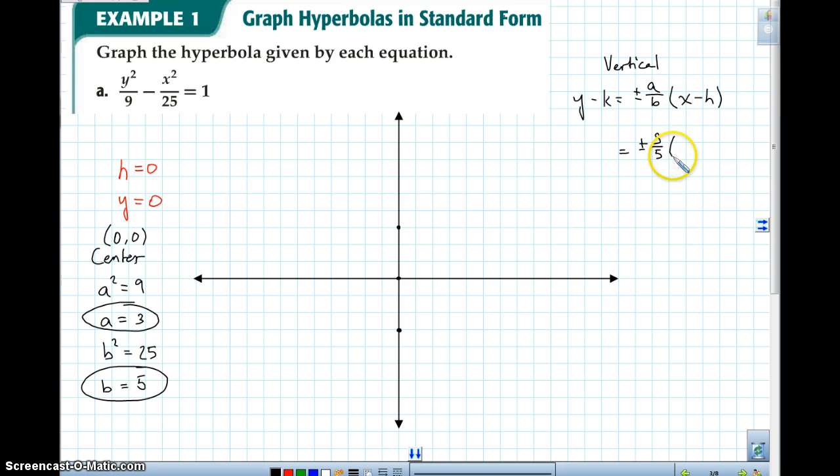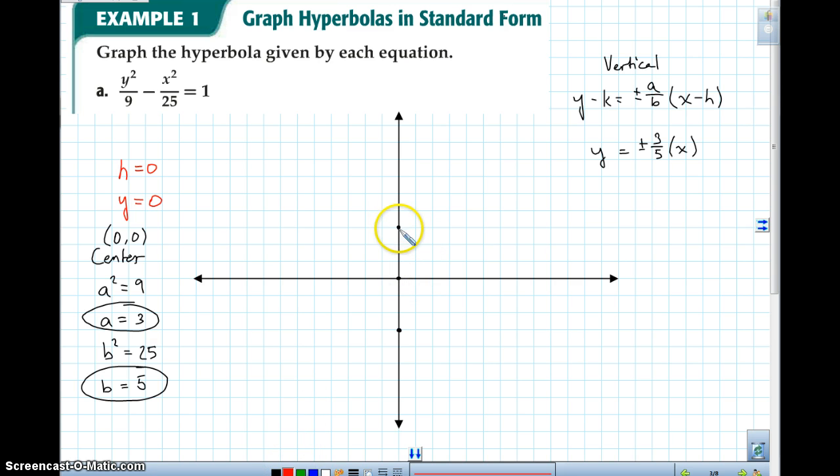We can plug in the center to get the actual equation of the line. The center is 0, 0, so it's going to be x here and just a y here. So we get a really easy line to graph. It's just y equals 3/5 of x and y equals negative 3/5 x. So we can go ahead and graph the asymptotes next. We'll do those in red.